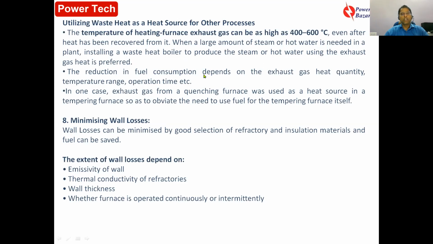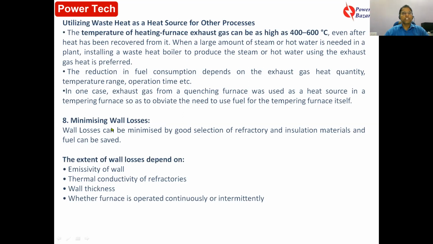Now there will be a reduction in fuel consumption based on the quantity of exhaust gas available, temperature range and operation time. Now sometimes, you remember, exhaust gas from the quenching furnace was used as a heat source in the tempering furnace, to avoid the need of fuel for the tempering furnace itself. So quenching furnace exhaust can be utilized as the tempering furnace heat source.